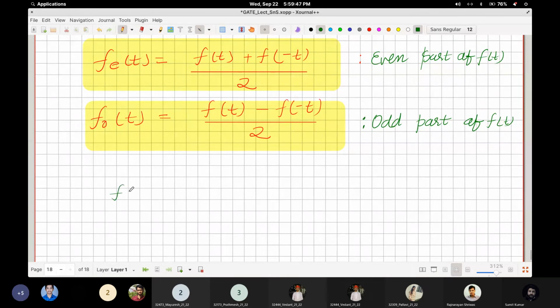Okay? So let's say that I'm going to give you a signal which is neither even nor odd. So t plus t square. Okay? What will be its even part and what will be its odd part? Can you tell me? Sir, t square is even and t is odd.